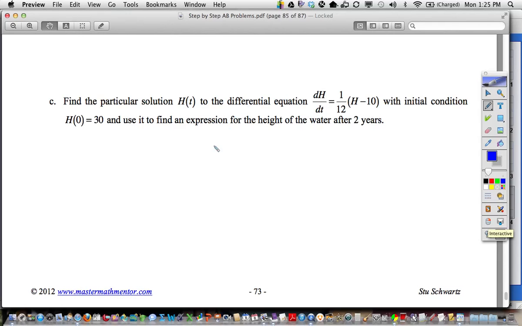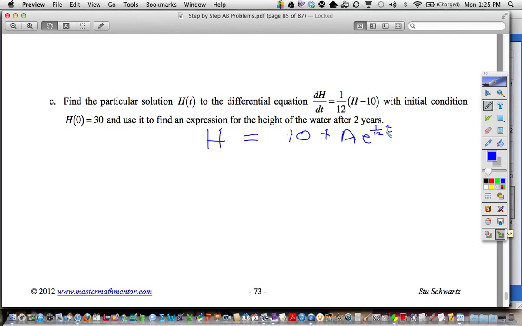So the solution is the original function, so that's H equals what? This is it right here. What's big T? 10, plus, what's A? It's A, e to the 1/12 t, right? K is the number in front, which is 1/12. T is the 10. A, we don't know.